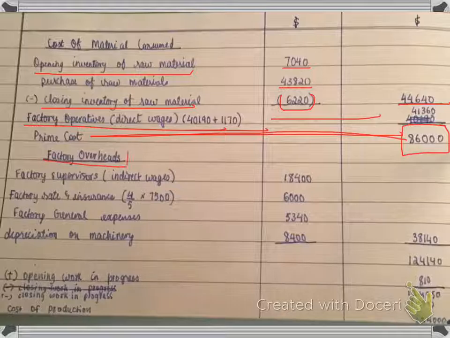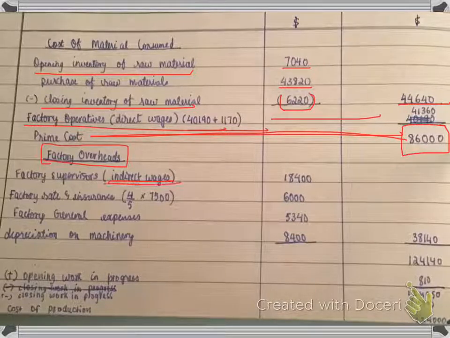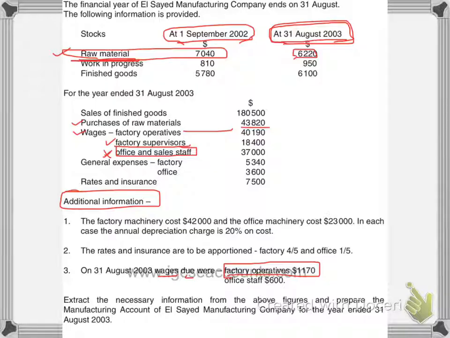After that, we have to move towards the factory overheads. In the factory overheads, we have factory supervisors because it's an indirect wage. So here it's mentioned factory supervisors 18,400. Then rates and insurance. So rates and insurance is having an amount of 7,500, but in the additional information, there is a part of rates and insurance are to be apportioned factory 4/5 and office 1/5. Now we did not consider the office part because that's not going to be counted in a manufacturing account, so we can cut that part and we can go for the factory 4/5.